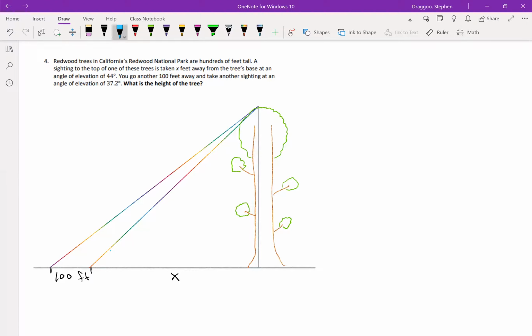Start labeling the pieces that we know. That first angle of elevation we were told was 44 degrees, which would be that angle labeled in blue. The next angle of elevation we're told is the one that's 100 feet away at this 37.2 degree angle. And we're going to ultimately be trying to solve for the height of the tree, which I'll mark H over there inside that tree. So it'll probably be helpful to give some labels to our triangles so far.